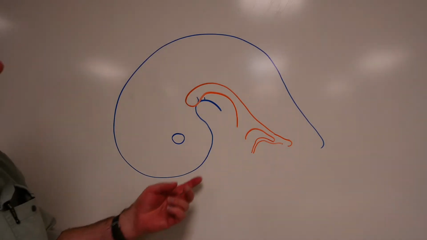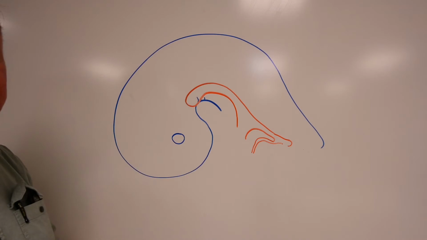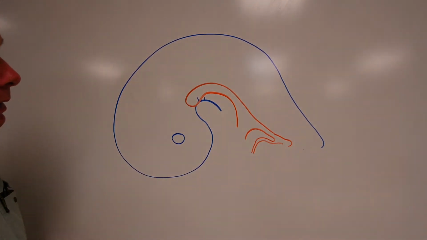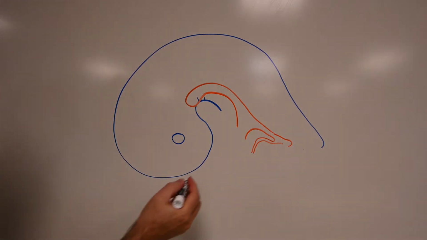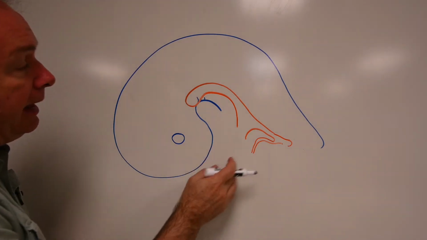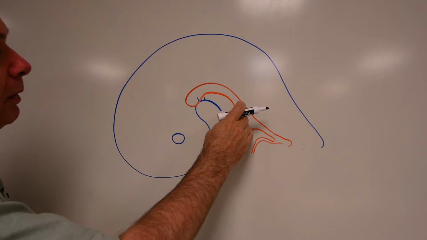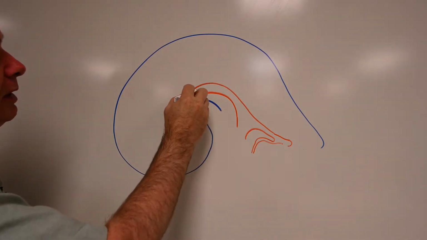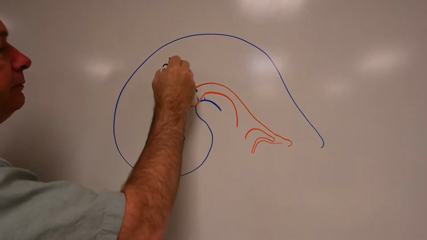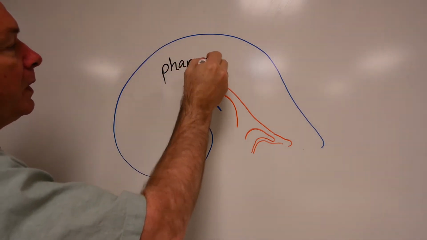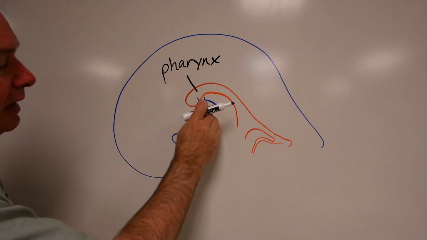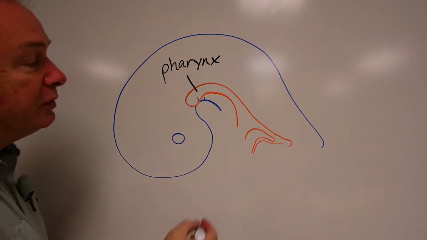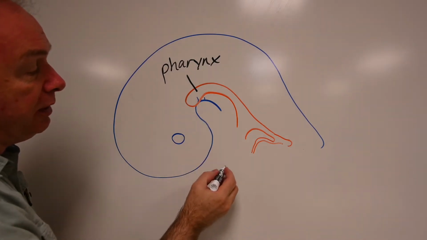I want to point out a few important components of the oropharyngeal development. As the head fold comes over, and the head process brings with it the pharynx. This space here would be the pharynx. And this would be the outside of the body. This region right here will eventually form your oral and nasal cavity and your pituitary gland.